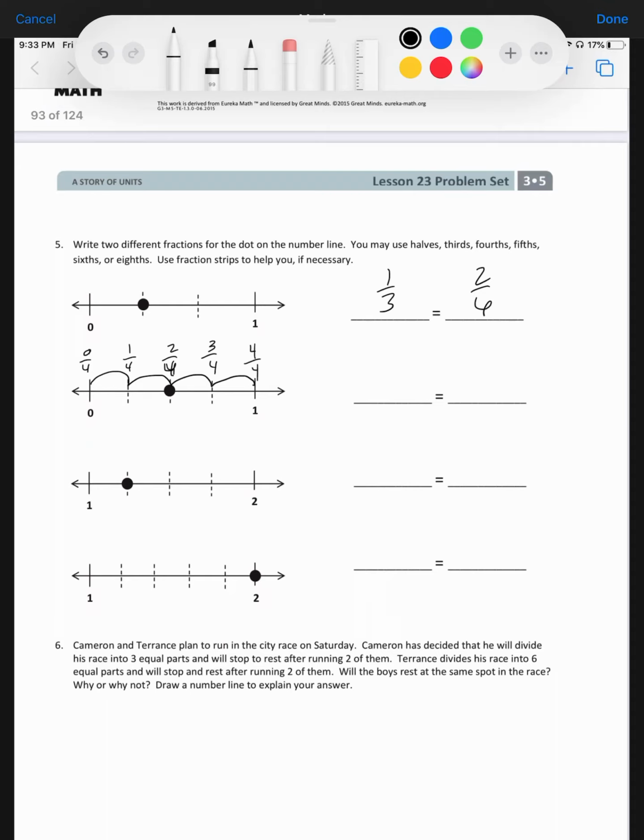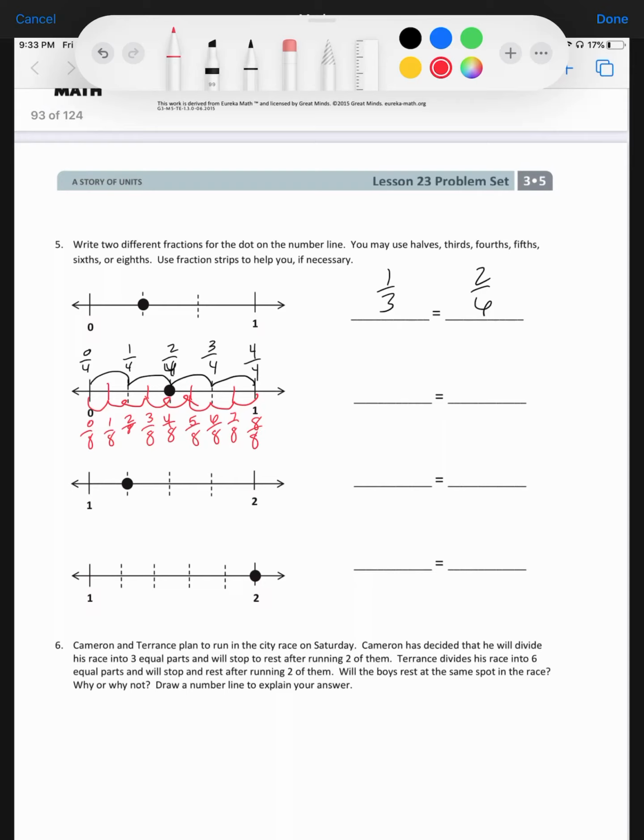Again, the easiest way to create equivalent fractions on a number line is just to break up what you have into halves. So we'll use our red again and break the fourths in half. And then let's see what we have. 1, 2, 3, 4, 5, 6, 7, 8. So we have eighths. The first one is going to be 0 eighths, 1 eighth, 2 eighths, 3 eighths, 4 eighths, 5 eighths, 6 eighths, 7 eighths, and 8 eighths.